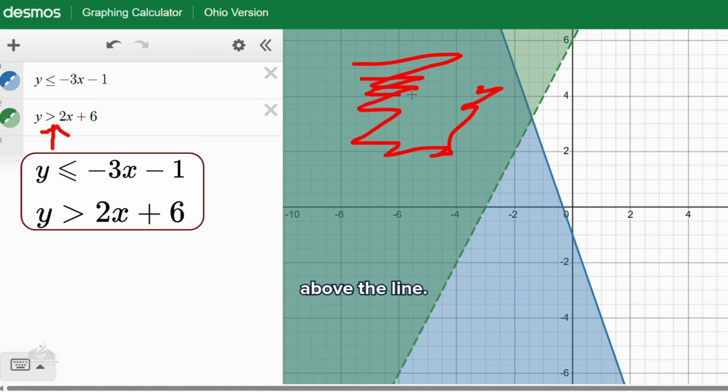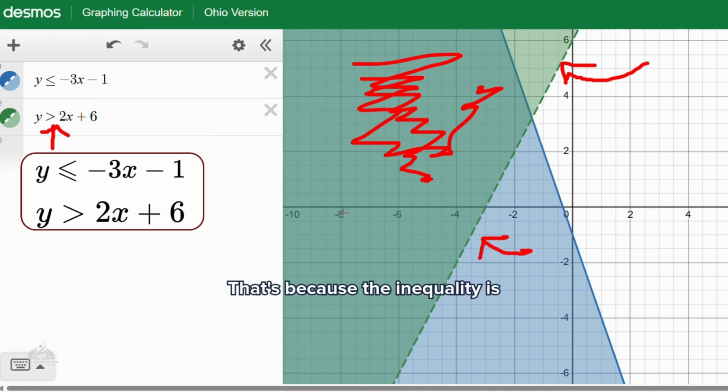Desmos shades above the line. And you notice the line is dashed. That's because the inequality is strictly greater than. So points on this line are not included in our solution because the line is dashed.